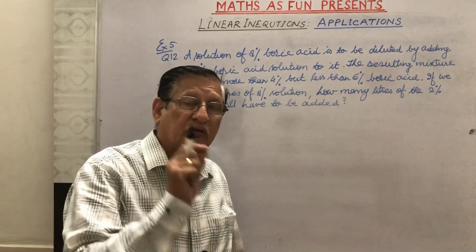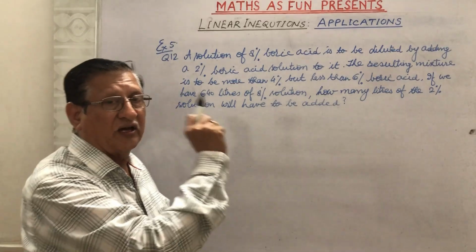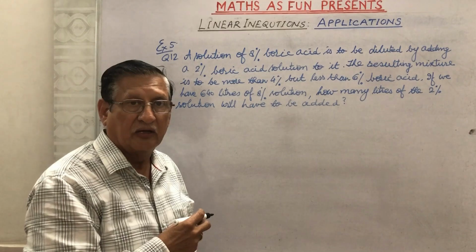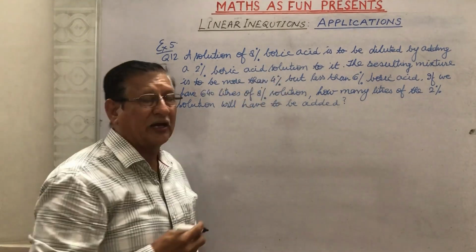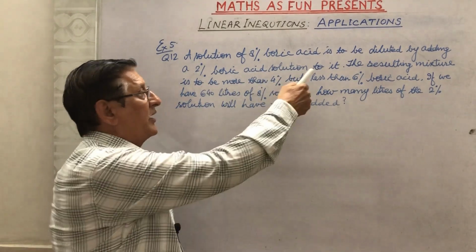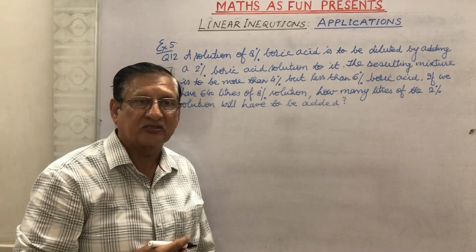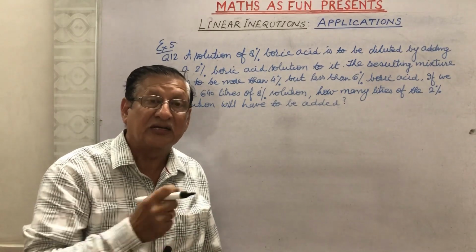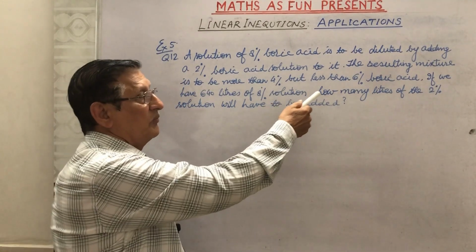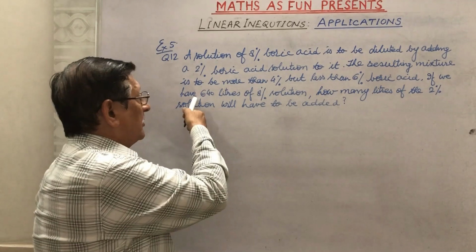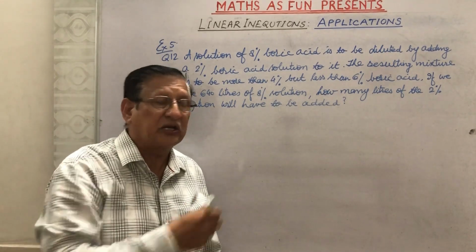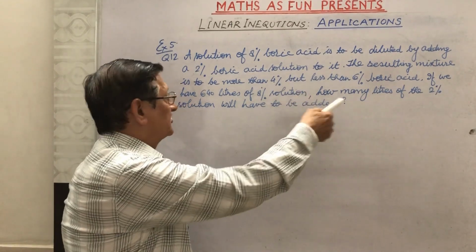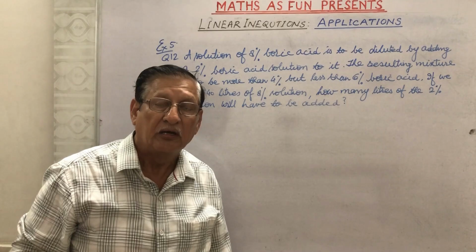The next problem we are going to discuss is from Exercise 5, that is Miscellaneous Exercise 5, and that is question number 12. A solution of 8% boric acid is to be diluted by adding a 2% boric acid solution to it. The resulting mixture is to be more than 4% and less than 6% boric acid. If we have 640 liters of 8% solution, then how many liters of the 2% solution will have to be added?